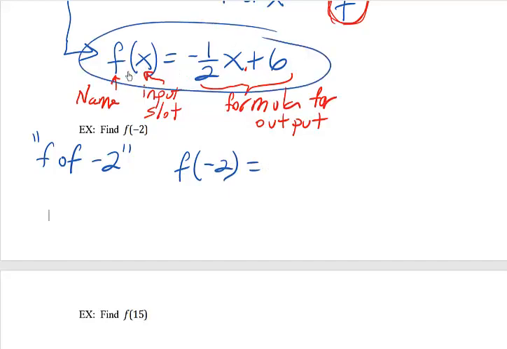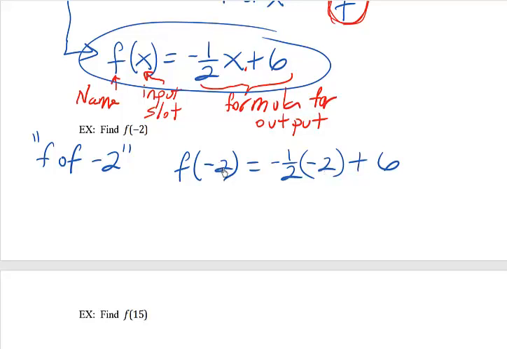This formula says, here's what function f does to your inputs. It takes it, multiplies it by -1/2, and adds 6. So that's what I'm going to do. I'm going to recopy the formula on the right. When I get to the x, I'm going to remember, hey, that's really just an input slot. And then I'm going to fill my desired input, my -2, into that slot.